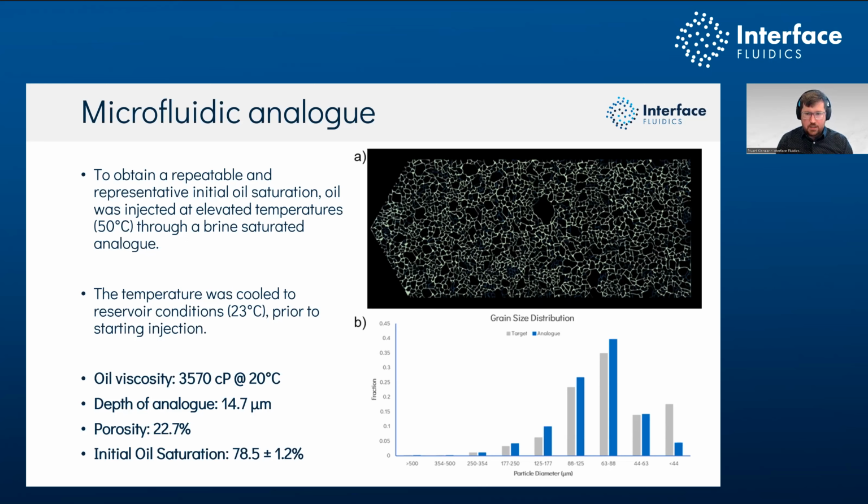We also ensured that at the start of each experiment, we had a representative oil-water saturation. And you can see the specs here. We were running the experiment at reservoir temperature, which was 23 degrees Celsius. The viscosity of the oil was 3,500 centipoise at 20 degrees Celsius. The channels in the analog were 14.7 microns with 22.7% porosity and a 78.5% plus or minus 1% saturation of oil. You can also see the grain size distribution.